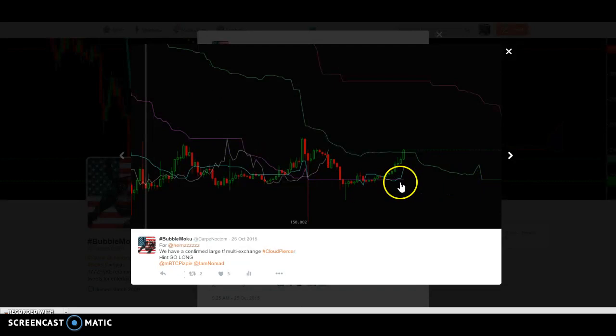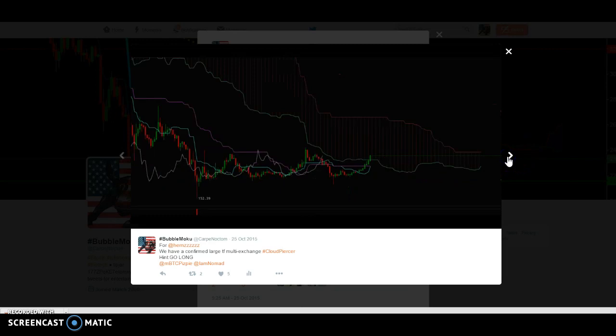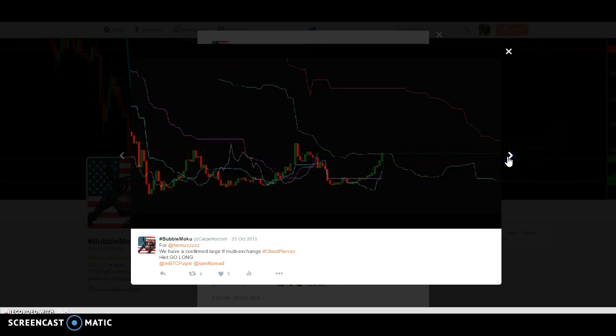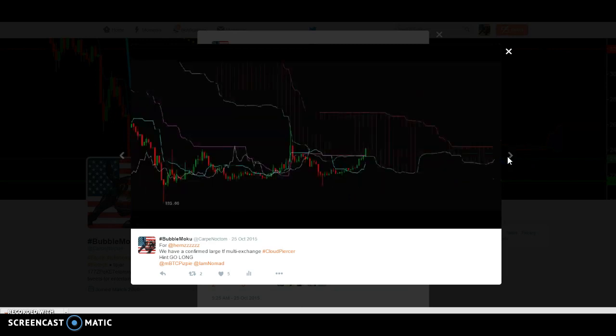So here's, again, a multi-exchange view, what I call the cloud piercer. I don't have any dates on this, unfortunately, but this was October 25th, 2015. You can see as I flip through the various exchanges, you can see all the closes in the cloud. So again, that's a long entry signal. October 2015, long entry signal.